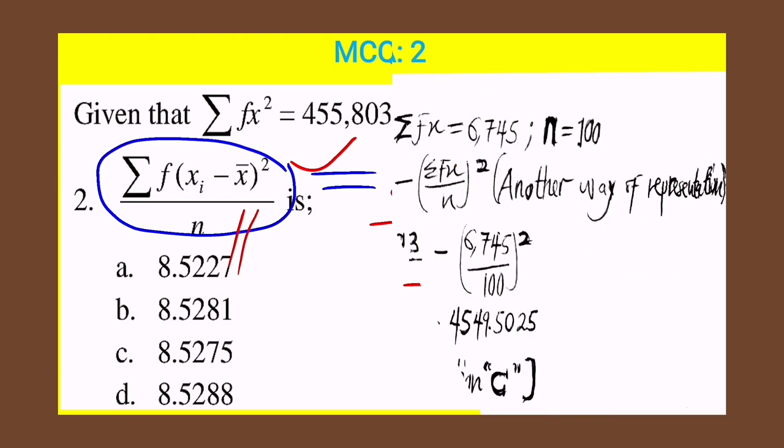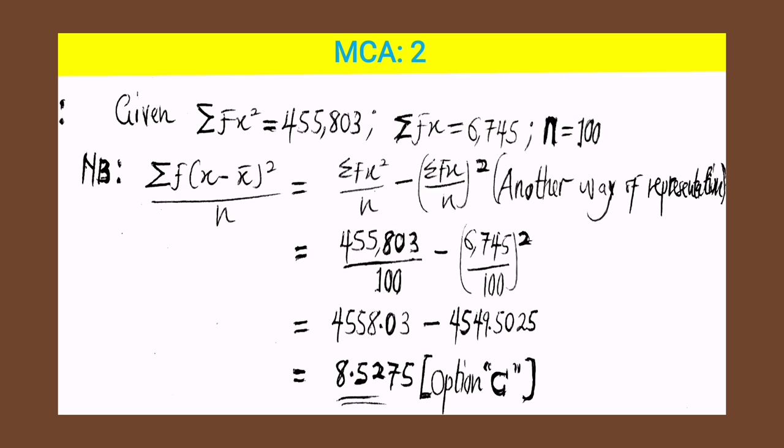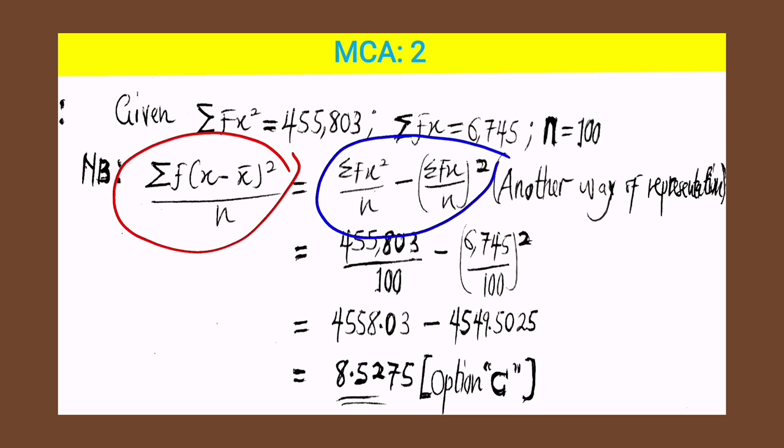Alright, so let's see how they did it. As I was telling you, this formula is the same thing as this. All I will do is substitute the values for summation f of x squared, summation f of x, and n into the formula, and the result will be 8.5275. So just do the substitution, then use your calculator to punch, and you're going to get the value. That is the whole deal about this. So let's move on.